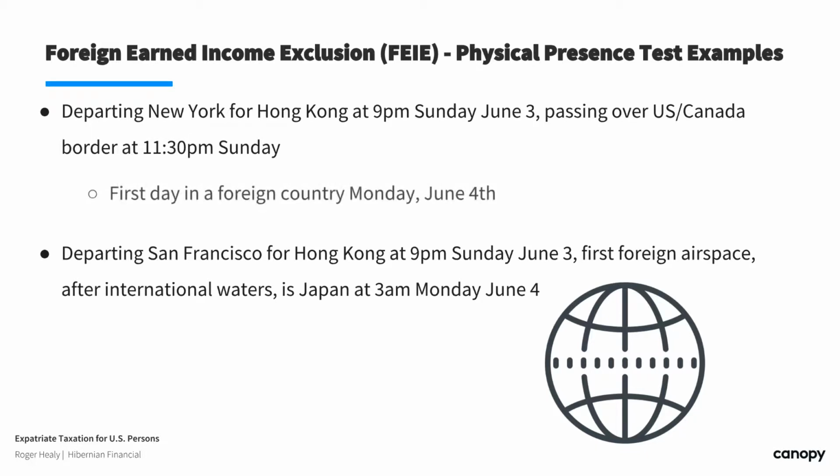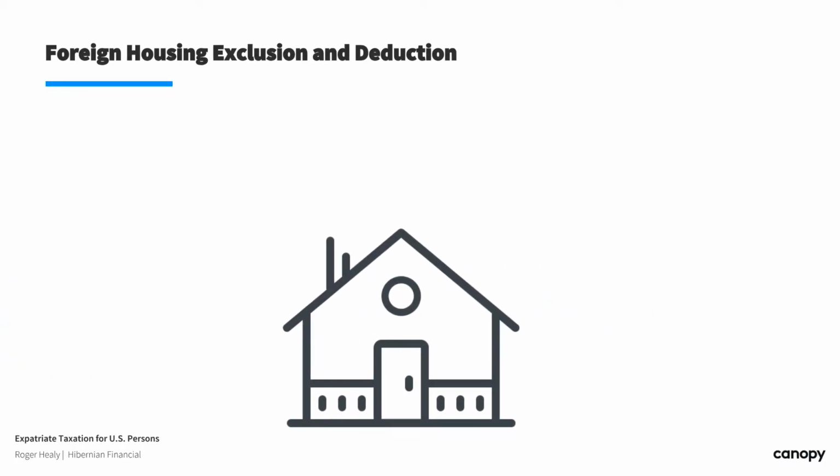For the first taxpayer, their first day in a foreign country will be Monday, June 4th, because by midnight on Sunday, they have already entered a foreign country. Whereas the San Francisco taxpayer, their first day in a foreign country will be Tuesday, June 5th, because at midnight on Sunday, they had yet to enter a foreign country, and they won't do so until 3 a.m., so their first midnight in a foreign country will be Tuesday, June 5th.